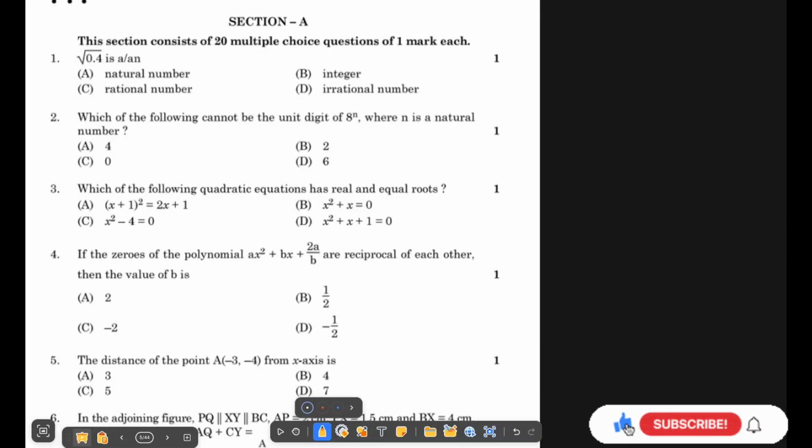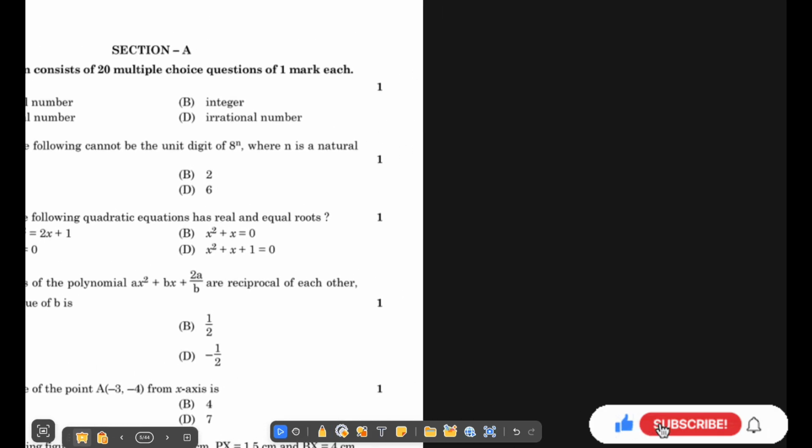So the first question in section A is: root 0.4 is a natural number, integer, rational number, or irrational number? So what type of number is it? Let's see what is the value of this one.